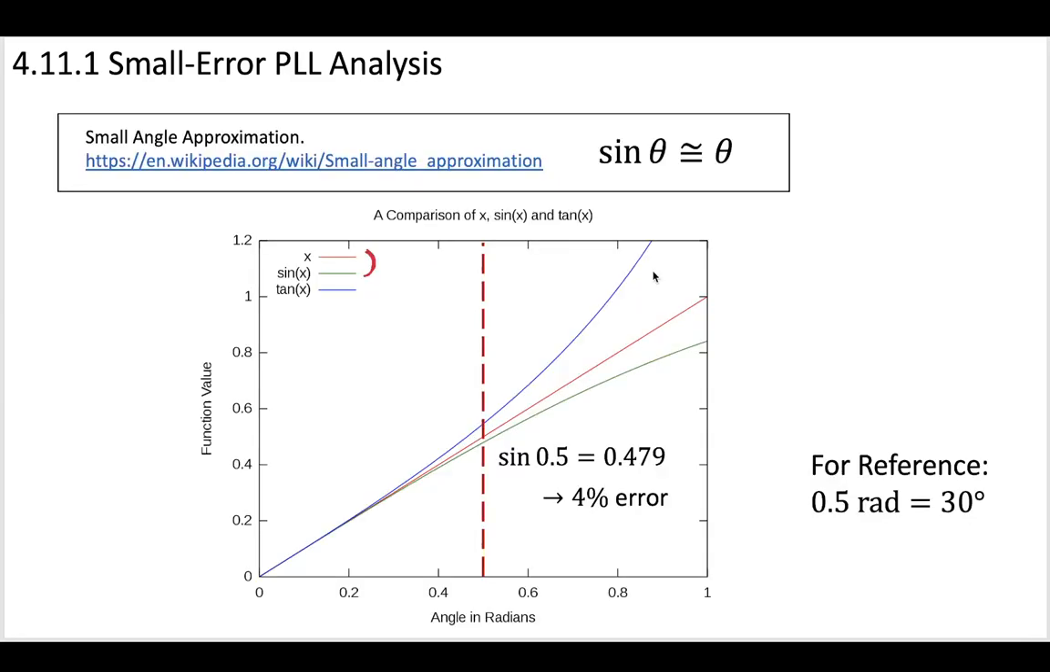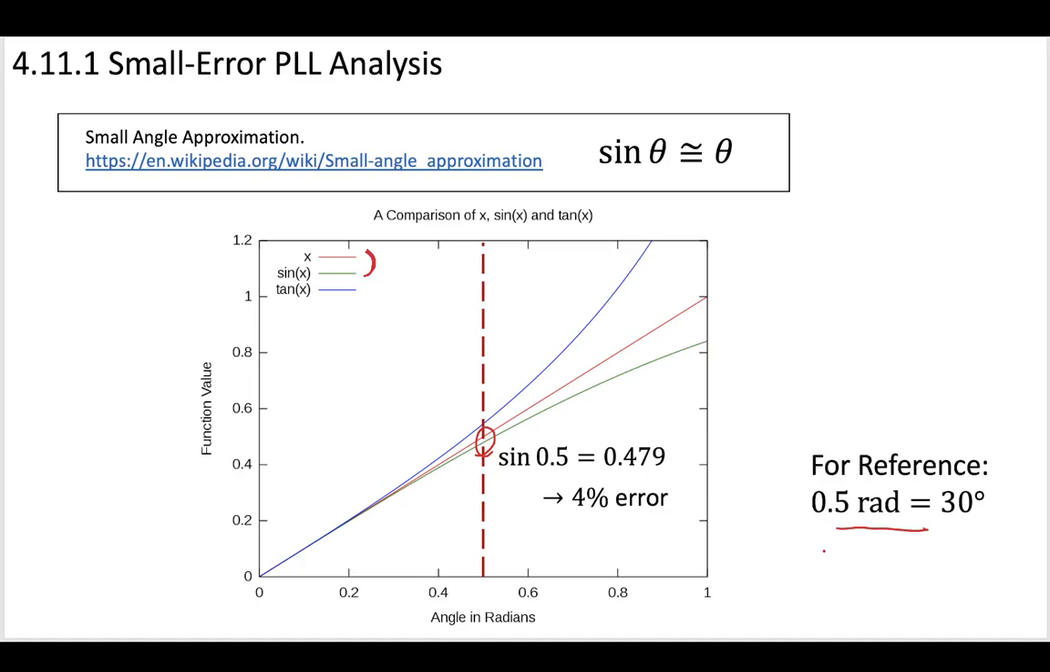So one of the best ways to do this is to use the small angle approximation. And the small angle approximation basically says that the sine of an angle is approximately equal to the angle. If you just look at this, you can find this on Wikipedia, but you can see we're going to be comparing the red line and the green line, so these two lines right here. And we can see that for 0.5 radians, there's only about 4% error in this approximation. And for your reference, 0.5 radians is about 30 degrees.